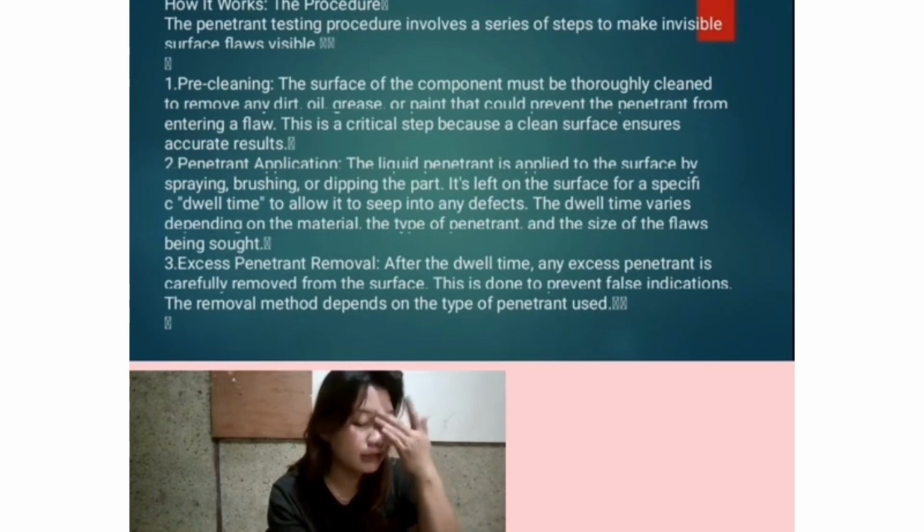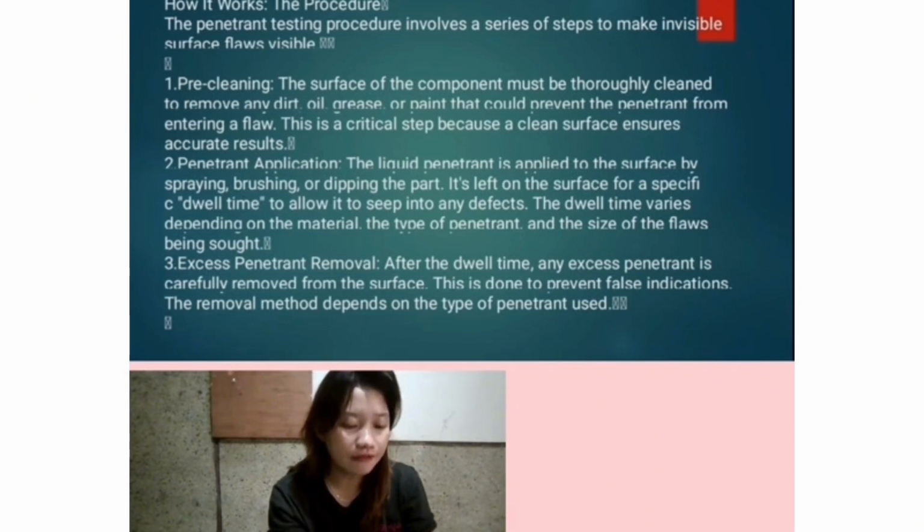How it works. The penetrant testing procedure involves a series of steps to make invisible surface flaws visible. So first, one, pre-cleaning. The surface of the component must be thoroughly cleaned to remove any dirt, oil, or grease that could prevent the penetrant from entering a flaw. This is a critical step because a clean surface ensures accurate results.